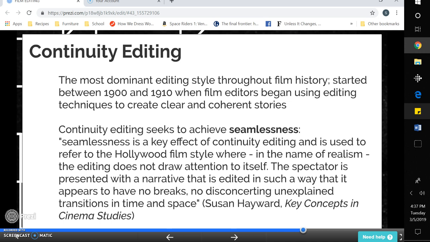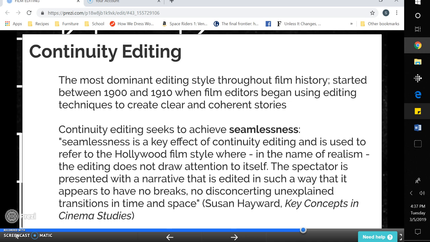So to define continuity editing, which is a specific editing style, it was the most dominant editing style throughout film history. It started between 1900 and 1910. This is when film editors began using editing techniques to create clear and coherent stories.